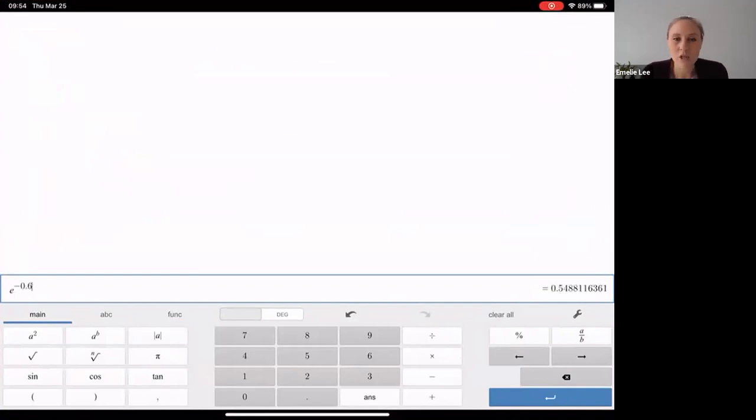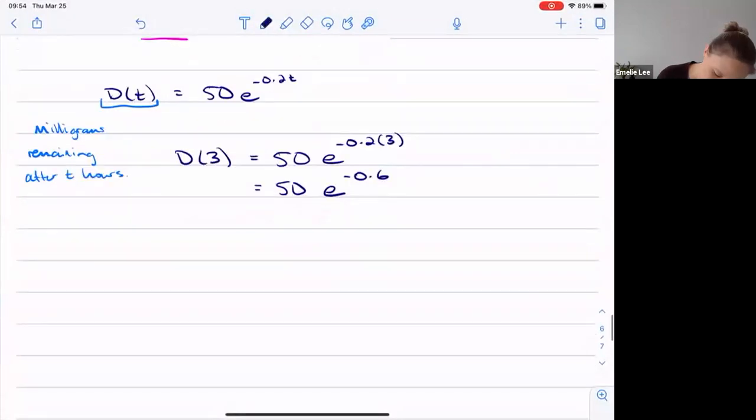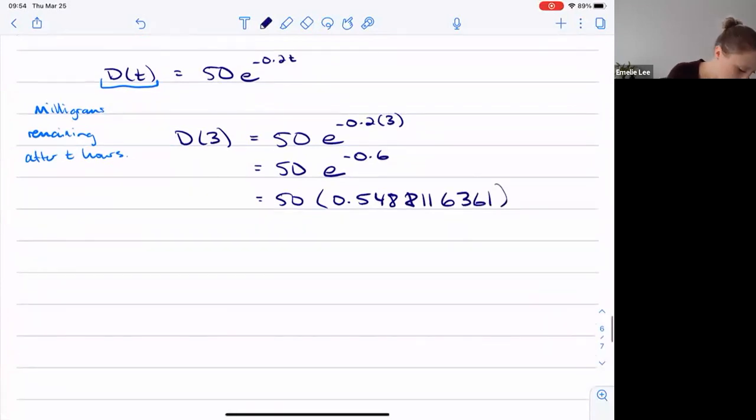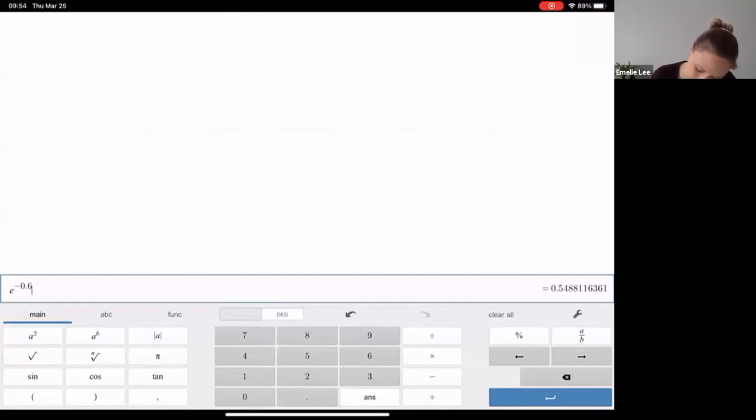So make sure that it's showing exactly what you want it to show. Okay, and I'll do it over here so I can copy it down. Okay, good. I get the same thing. So then this becomes 50 times 0.5488116361.